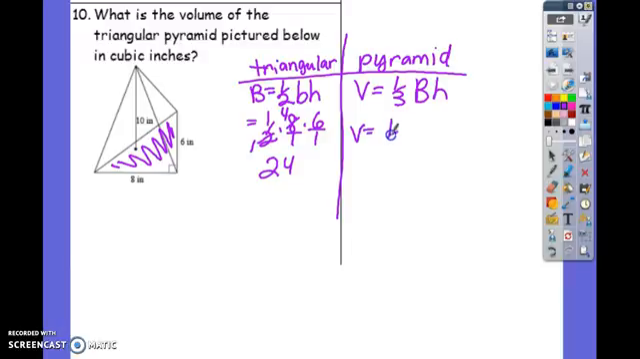Volume is equal to 1/3 times the area of the base, which is 24. Let's put that over 1 and make it look like a fraction. And the height of the pyramid is going to be 10. And we can put 10 over 1 as well. So we can see that we can cancel out the 3. 3 divided by 3 is 1. 24 divided by 3 is 8. 8 times 10 is 80. So my answer is going to be 80 inches cubed.